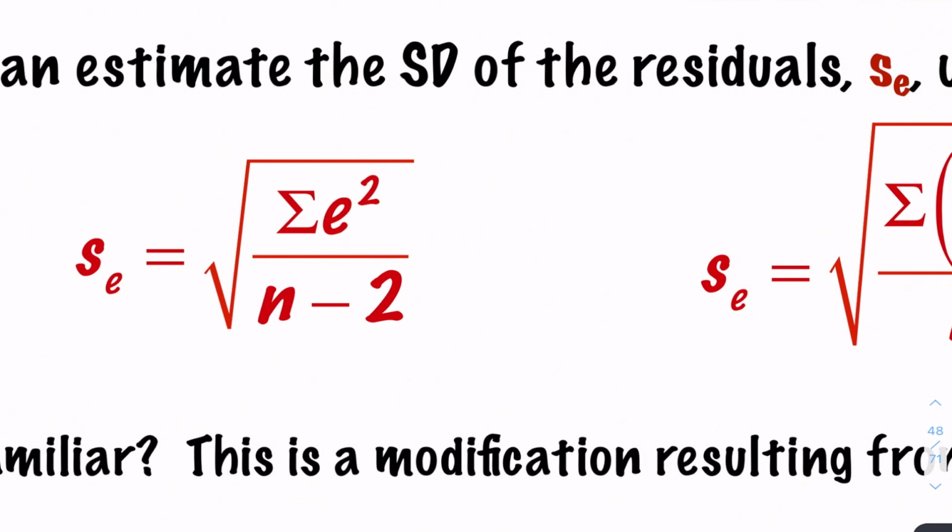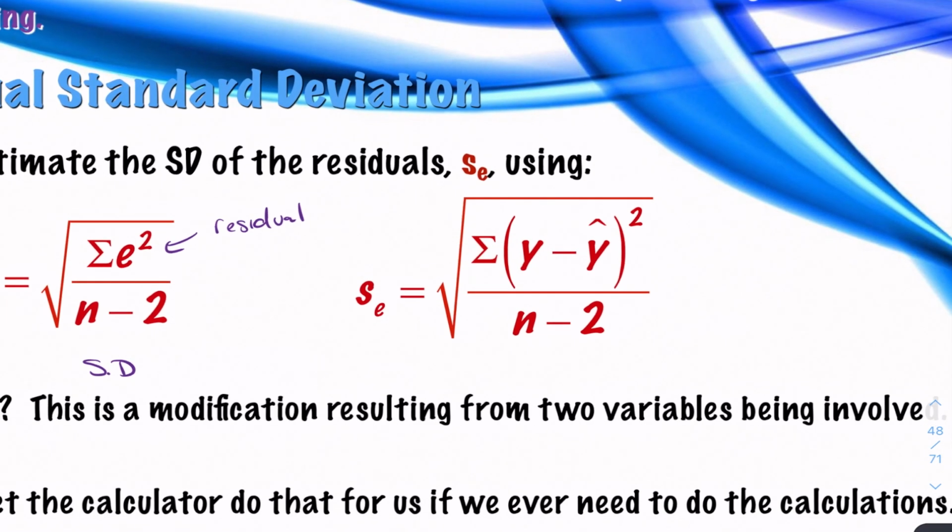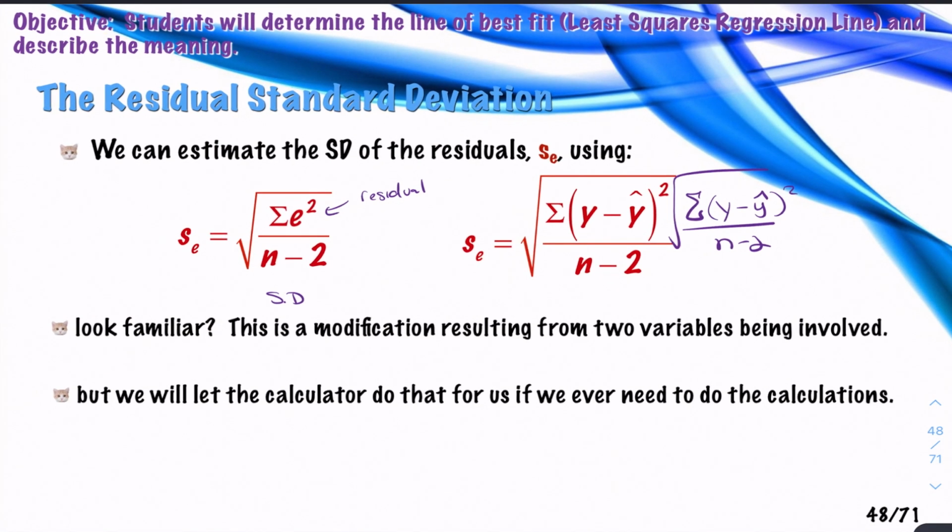Remember, E is just our residual. We square those, we sum those, and then we're dividing by n minus 2. This should look familiar to the formula for standard deviation. If we unpack that idea a little bit, residual, again, is just our value minus our predicted value. We square it, then we sum it up, then we divide by n minus 2. And since those are all squared terms, we take the square root.